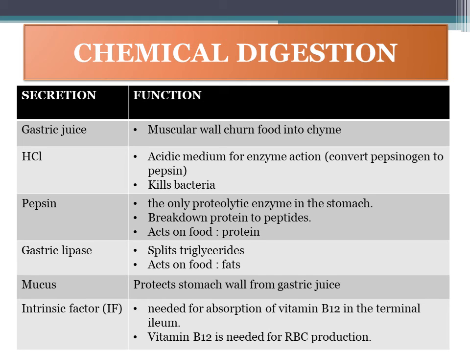And lastly, we have intrinsic factor, which is secreted by the parietal cell. This intrinsic factor is needed for absorption of vitamin B12 in the terminal ileum. Vitamin B12 is important as it is needed for red blood cell production.